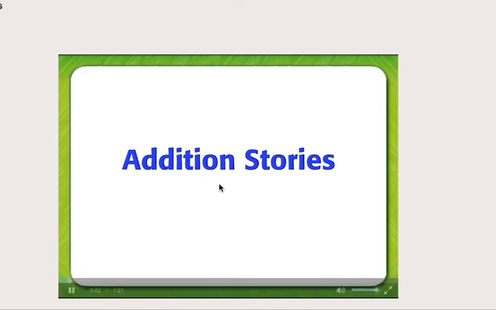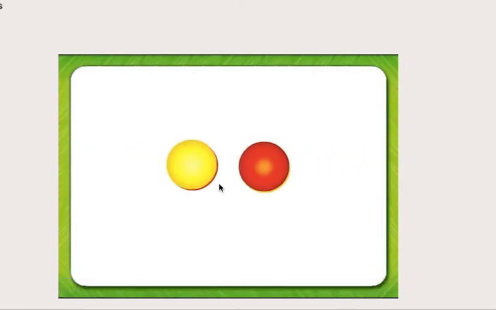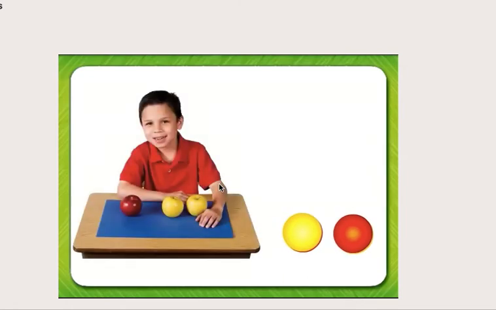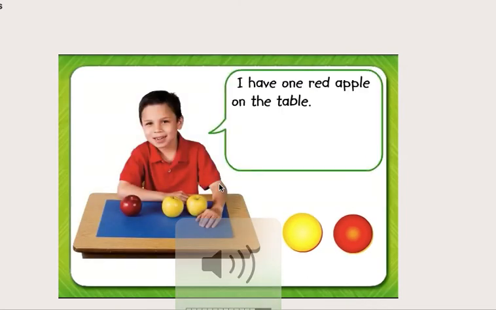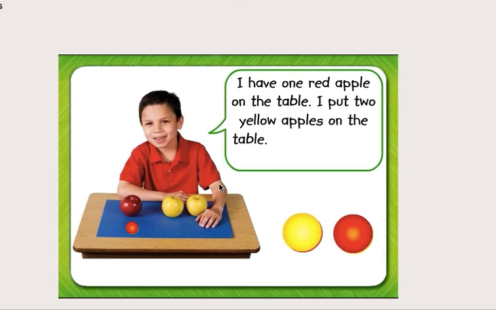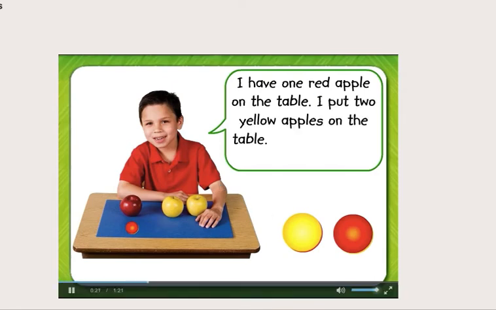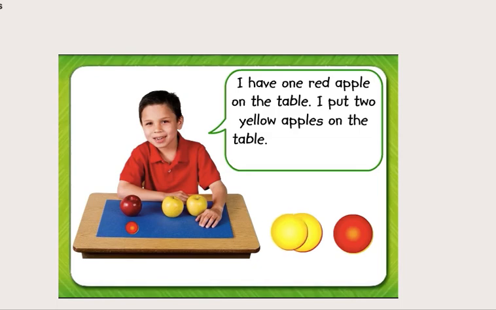Addition stories. We can use counters to model addition stories. Listen and watch this addition story. I have 1 red apple on the table. Let's put a red counter on the table for 1 red apple. I put 2 yellow apples on the table. Let's put 2 yellow counters on the table for the 2 yellow apples.